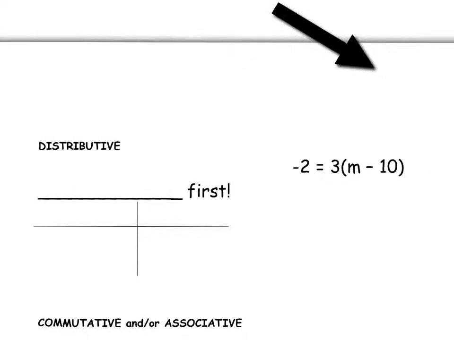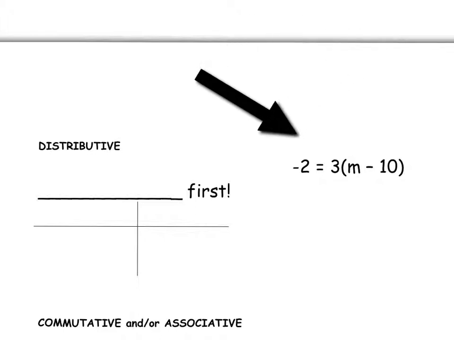Today we're going to be solving more equations. These equations may require you to use one of the properties that we know, either distributive, commutative, associative, or sometimes the multiplicative inverse. So let's take a look and see what these look like here.